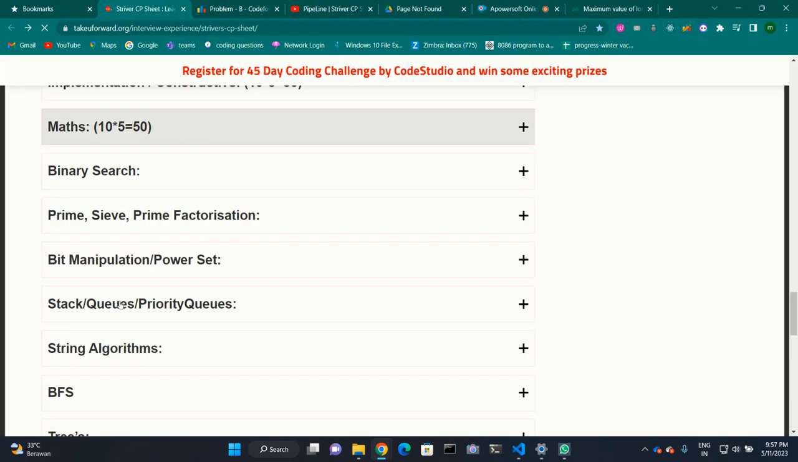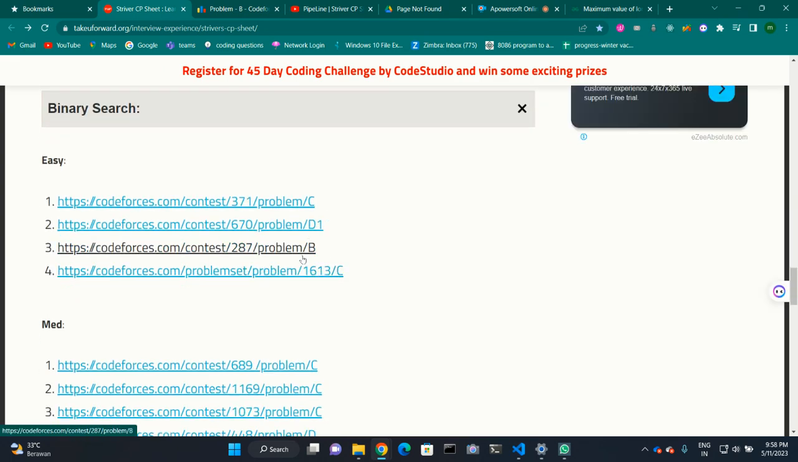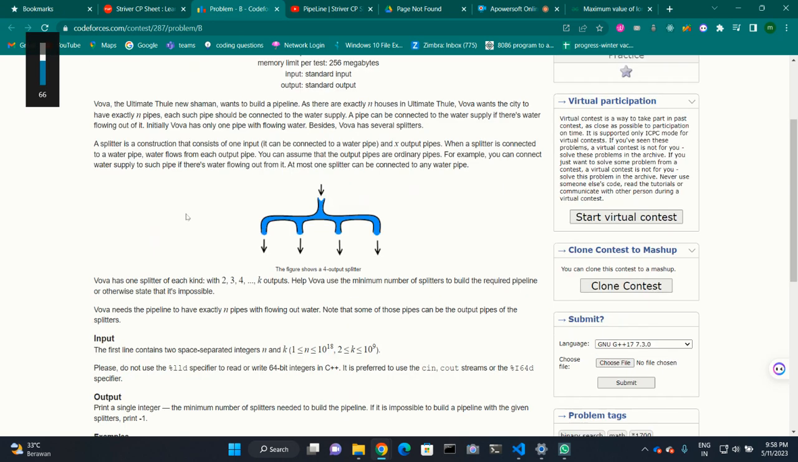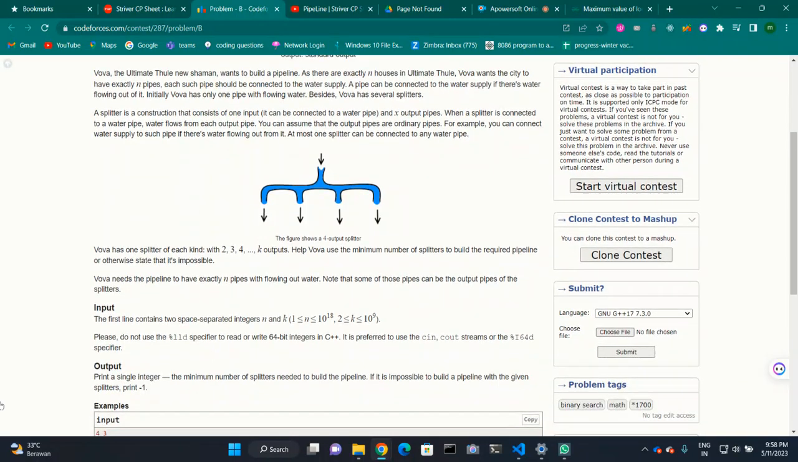Until now we have done binary search, we are in binary search. I completed these two problems. So currently I am at question B. Previously I tried to solve it, but I didn't get the idea, so I referred to the video solution. But why is the function going monotonically?